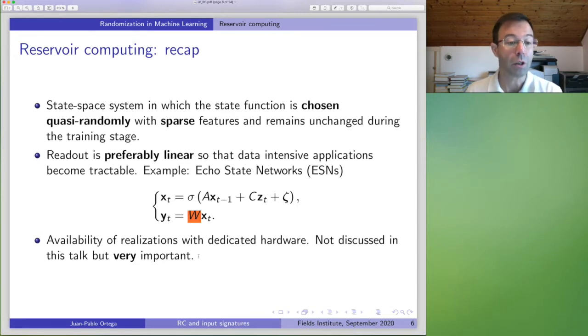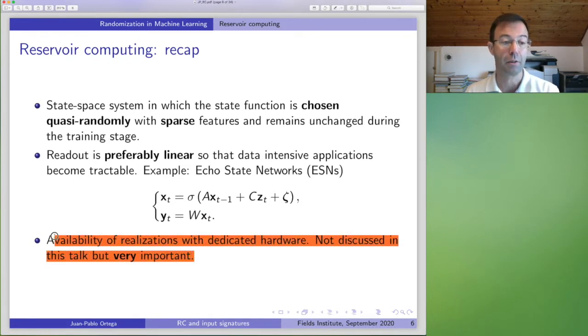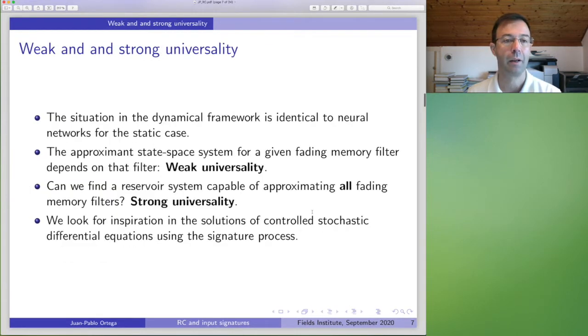Something that I will not discuss here, but that a huge community out there is very interested in, is the availability of realizations with dedicated hardware. I have papers with colleagues in these fields having to do with time delay reservoirs, where there are beautiful problems that you can mathematically tackle in that framework. But here I will focus just on what I told you.